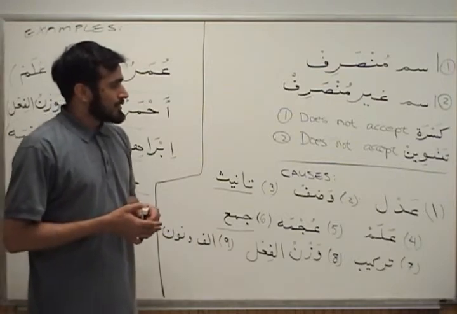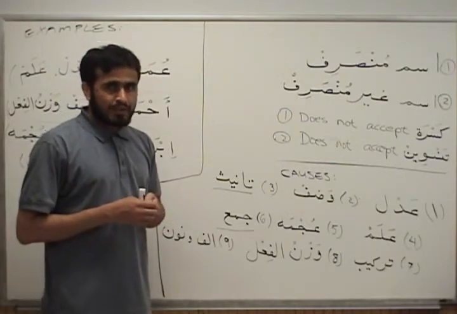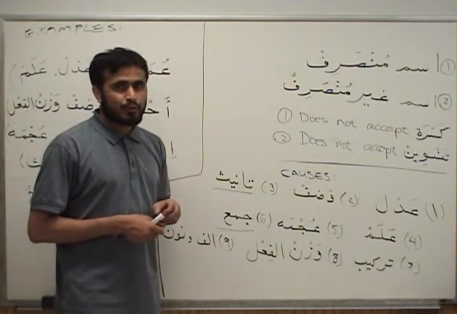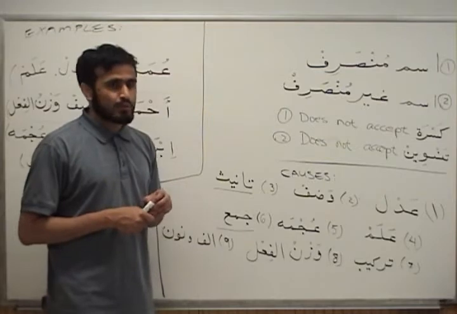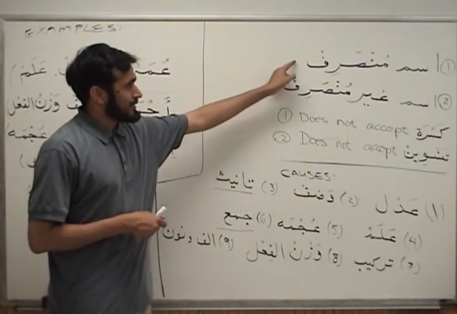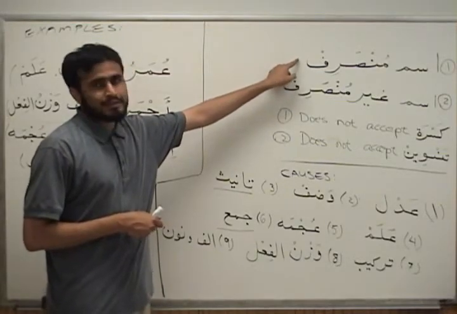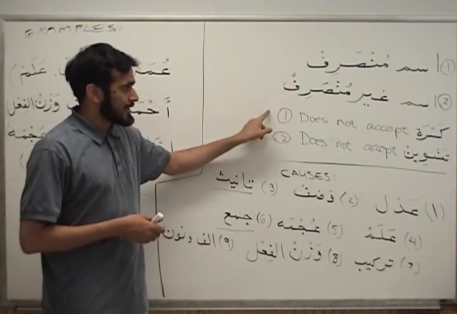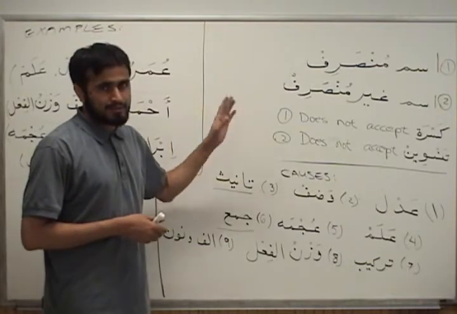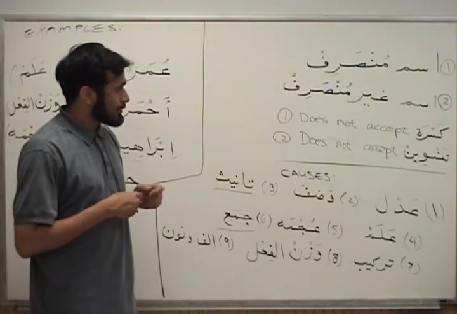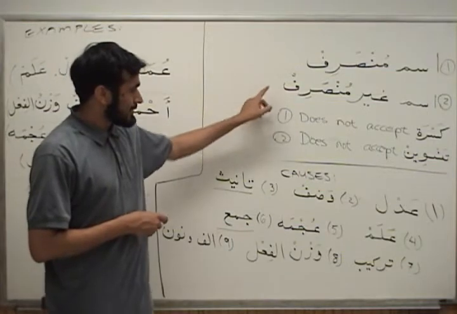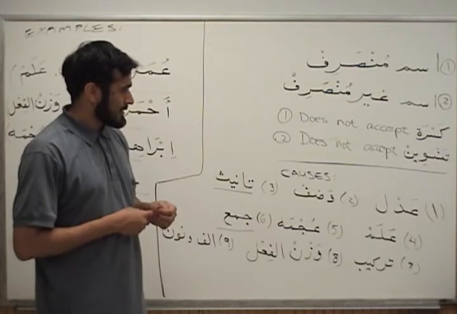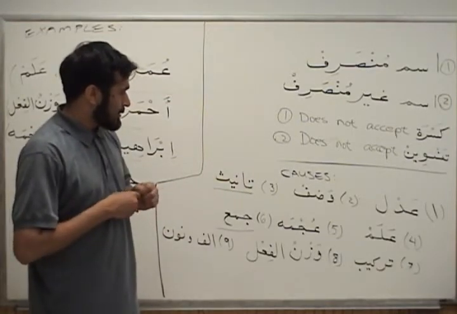And also, there will be situations where you would need tanween, 2 fathas, 2 kasras, 2 dhammas. Instead, you will just put 1 fatha, 1 kasra, 1 dhamma. That's the only difference with the regular munsarif isms. So ism munsarif accepts fatha, kasra, dhamma, and tanween. But ghayr munsarif does not accept kasra and does not accept tanween, but accepts everything else. For an ism to be considered ghayr munsarif, it has to have one of these 9 causes that are mentioned here. And we'll go over them.